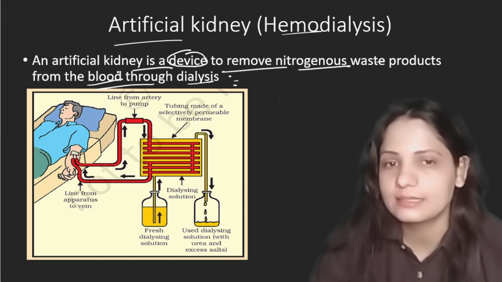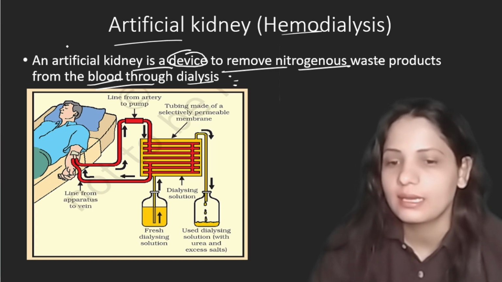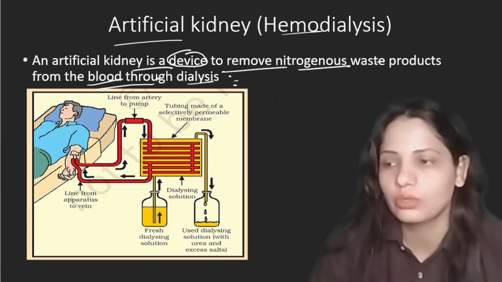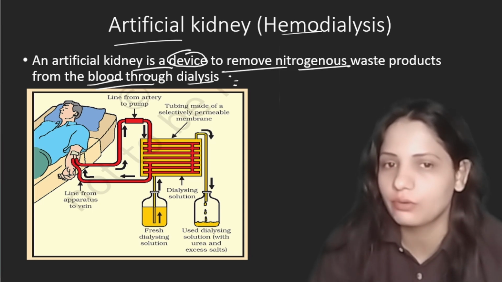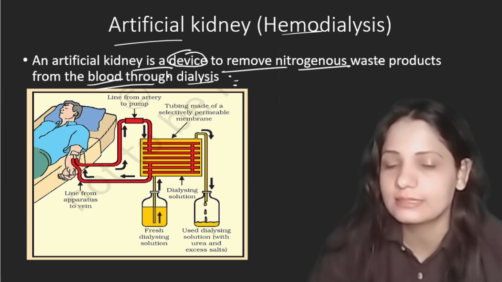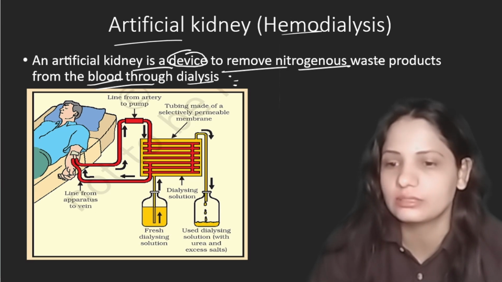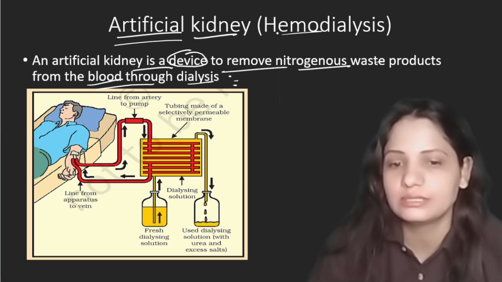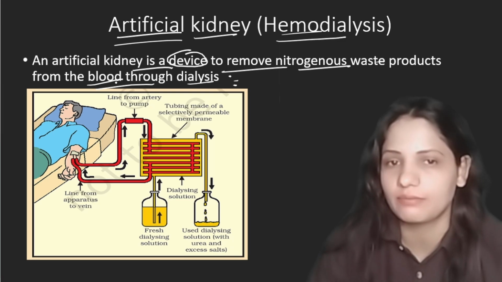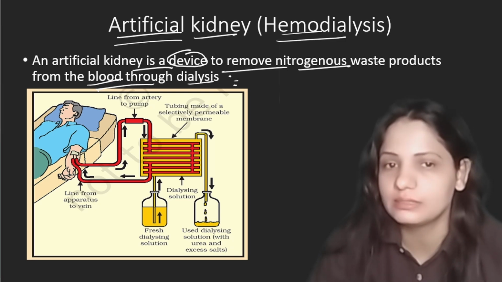Now, in an abnormal case, in a person who has a certain type of kidney infection or kidney failure, meaning an abnormal kidney, if the condition is serious and the kidney infection is severe, then this process, artificial kidney or hemodialysis, is required for the purpose of filtering the blood.